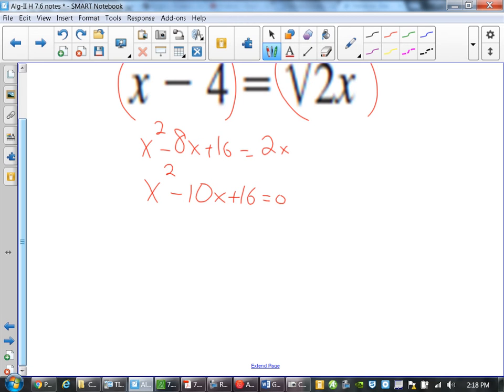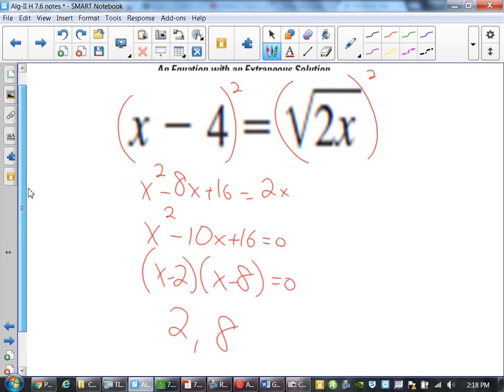And now you have to solve it. What times what is 16 and you add together to get negative 10? Negative 2, negative 8. Good. What are your possible zeros in this case? 2 and 8. It might not work now.